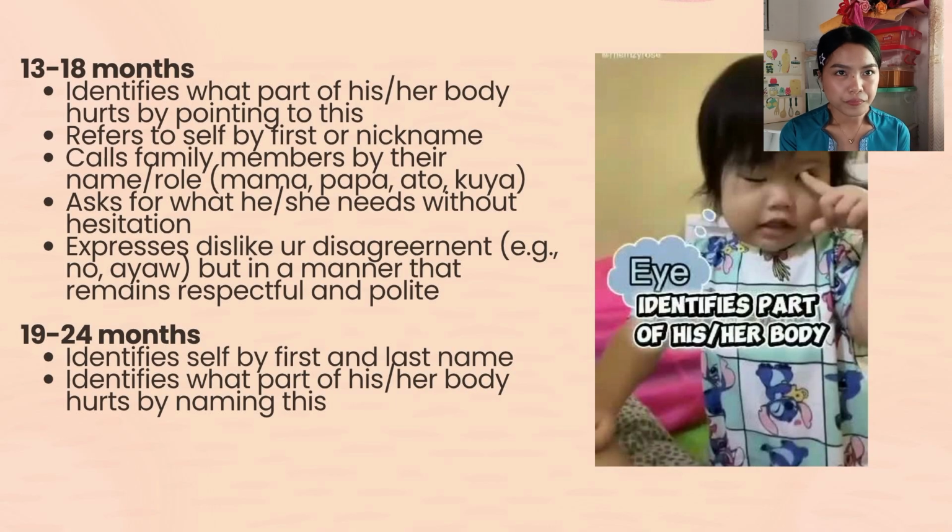Class, so they can already start to say the words mama, papa. They can already know the parts of their body, and they can already say no if they don't really want something. And also they can already identify their first and last name when they reach the age of 2, and identify which part of his or her body hurts by naming it.